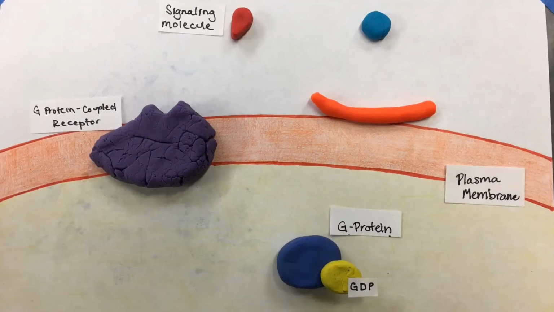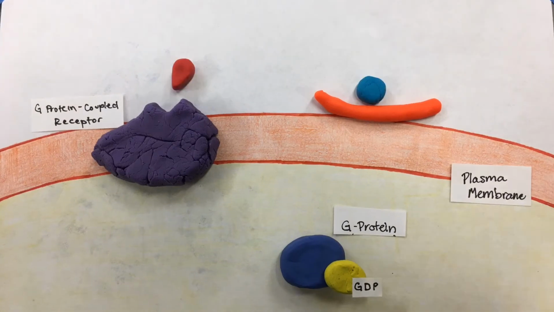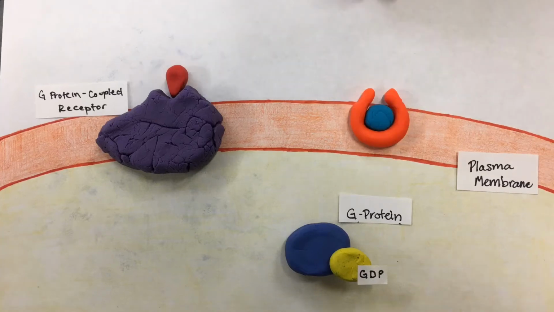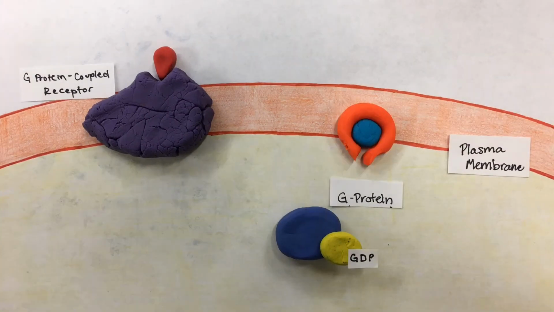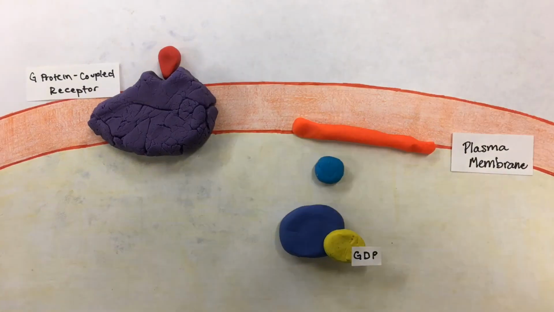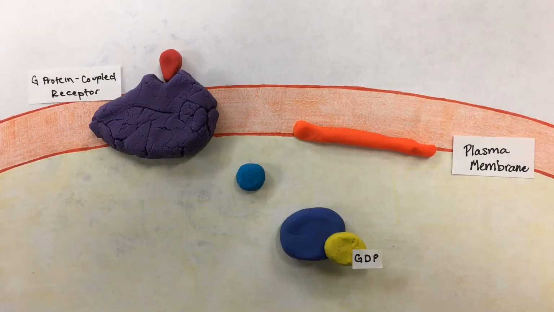Pertussis, or whooping cough, is a contagious infection that affects the nose and throat. First, as the signaling molecule enters the G protein-linked receptor, a pertussis toxin enters the cell through endocytosis. The pertussis toxin then binds to the G protein-linked receptor.